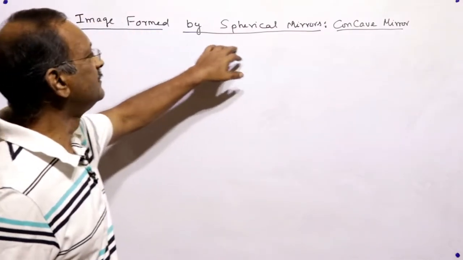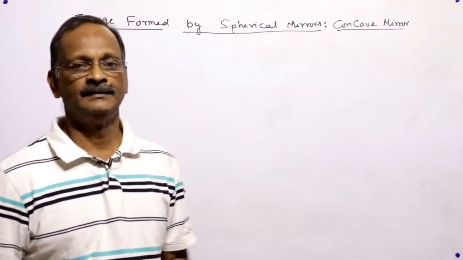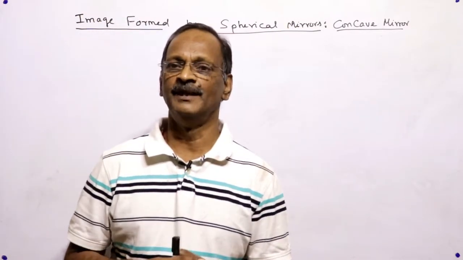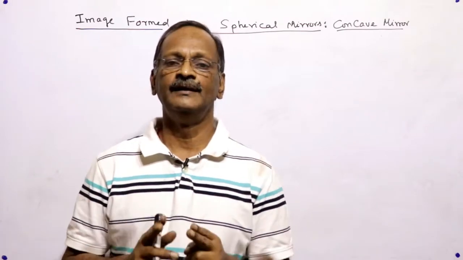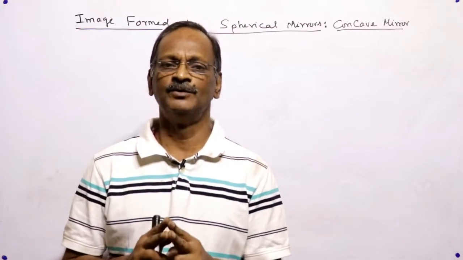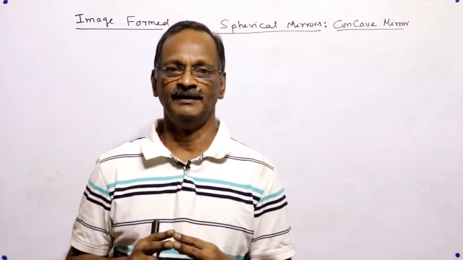Image formed by spherical mirrors. In this, we will see how the image is formed. First of all, to trace the image of an object, we need at least 2 rays.